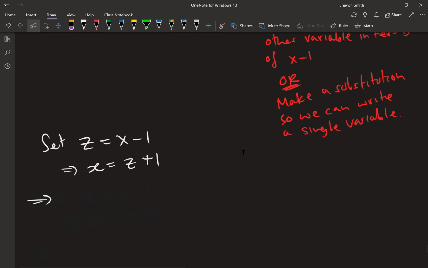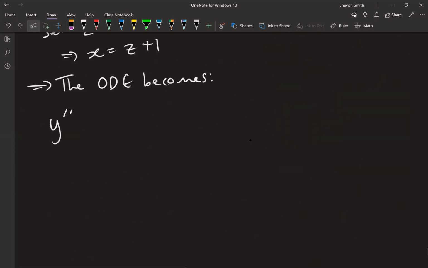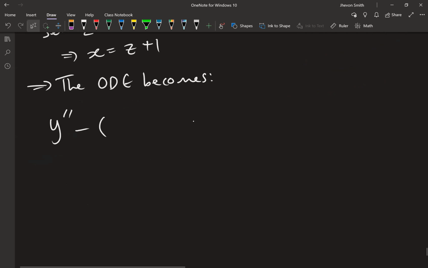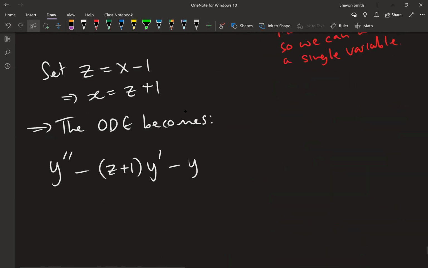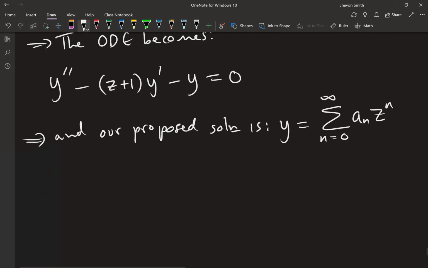And this means the ODE becomes y double prime minus, notice it says xy prime, but my x is now actually z plus 1, y prime, and then minus y. And our proposed solution is, so it makes it a little bit nicer to write out. So now what I'm going to do is plug those guys in.